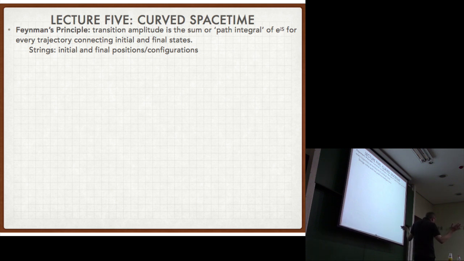So far we've just been assuming that the strings are free, that there's no fields that they live in, and in particular that they live in a flat spacetime. But of course what we'd be really interested to know is what happens if the strings are living in a curved spacetime. And let me sketch the way things should go at this point.